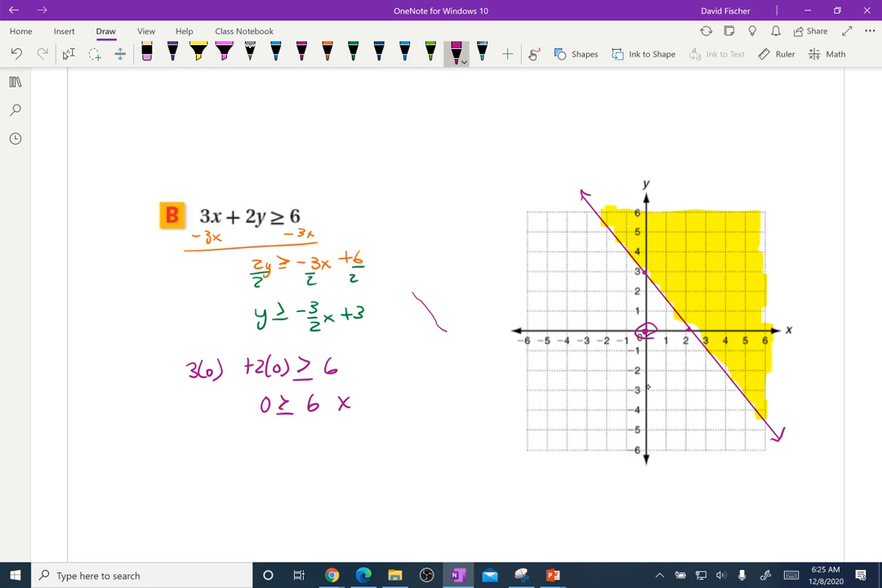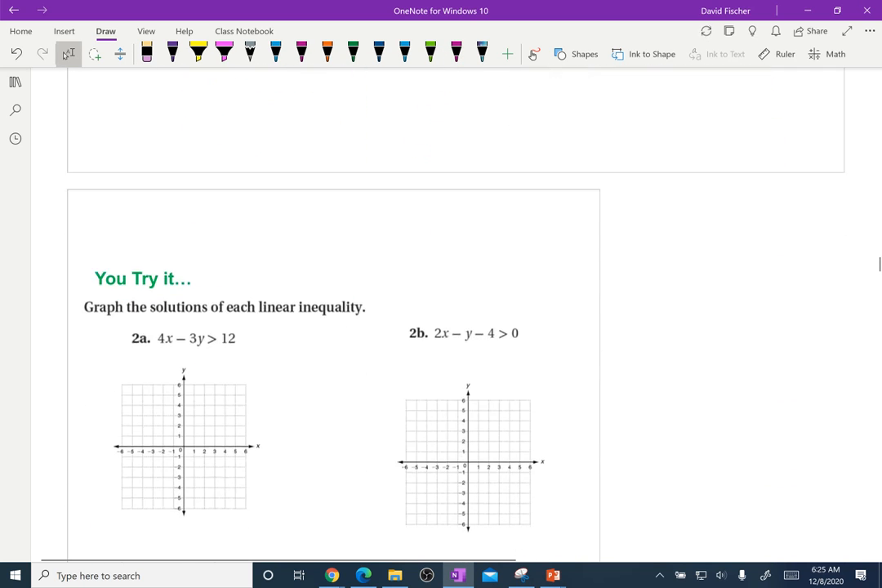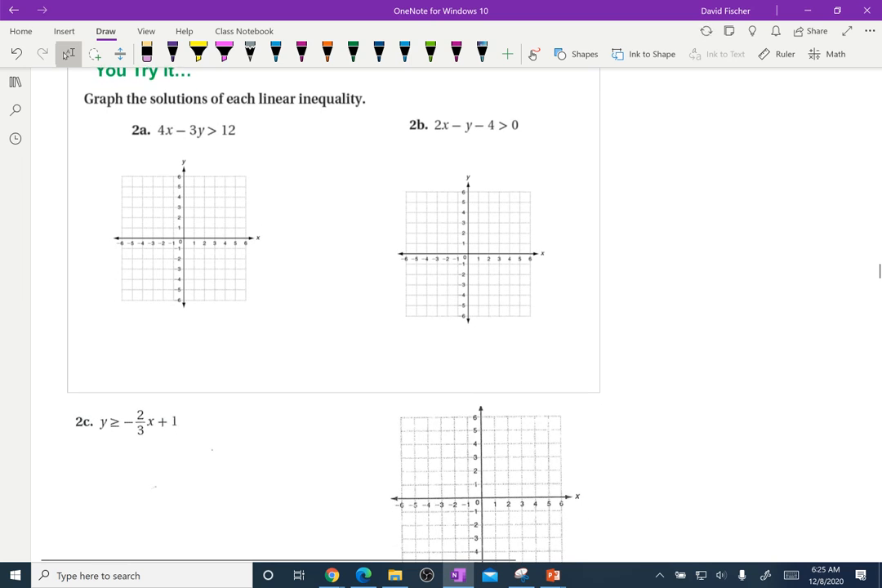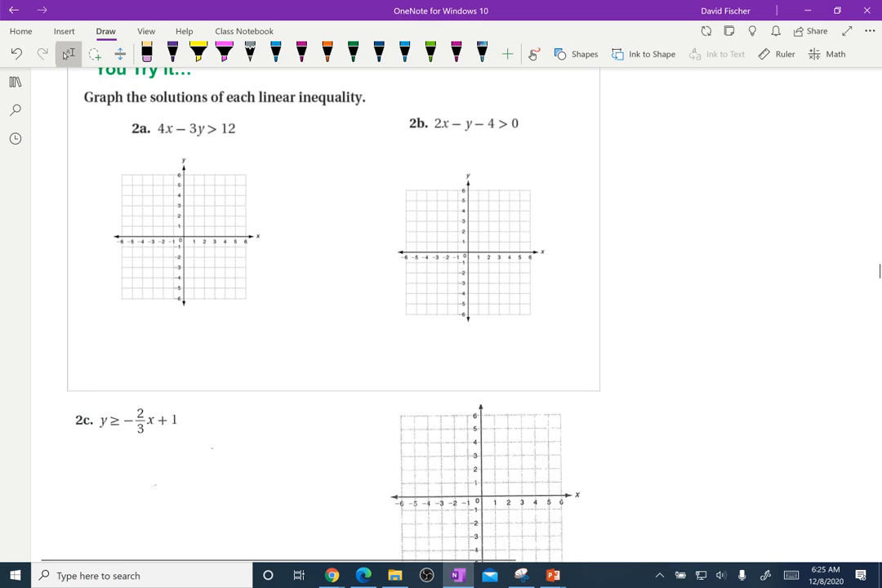Now you could pick something over here like 4, 4. You can pick anything in this side and you put it into that equation. It should be a true statement. So we have tons and tons and tons of possible answers. Okay? So that's how we do linear inequalities. Okay? All right. So here's the you try it. Give it a shot. I have the answers on the next page. So when you're done, just unpause your video and come back and let's see how you did.